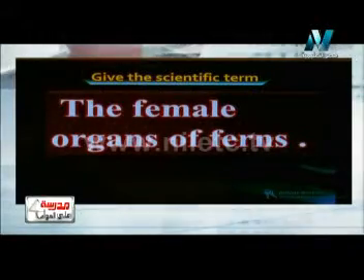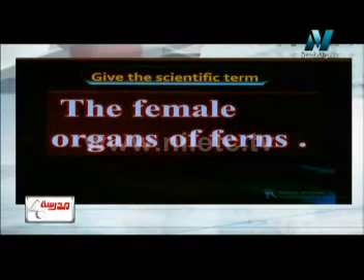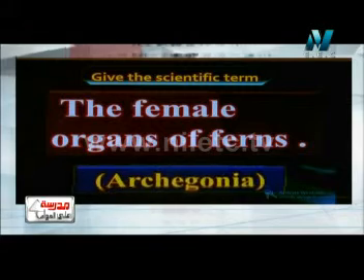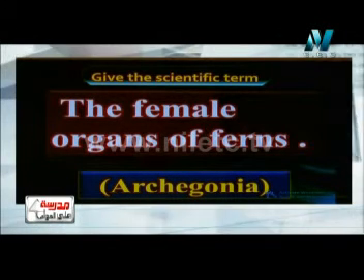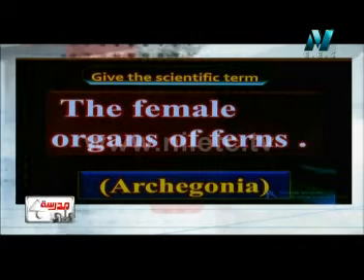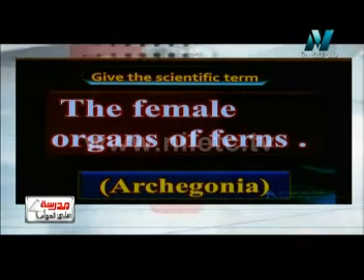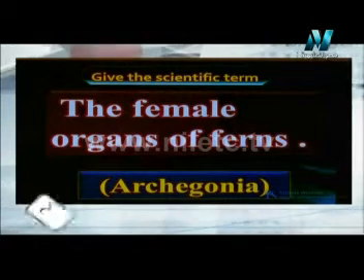The next question. The female organ of fern. The female organs of fern are the archegonia. The archegonia are the female organs of fern and divide mitotically to produce the egg cell, which acts as a female gamete. The next question.